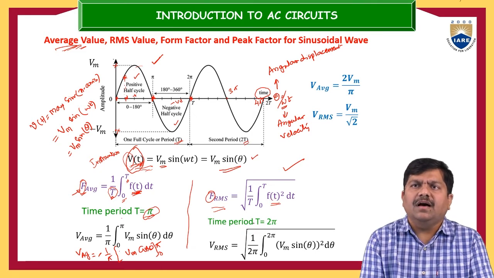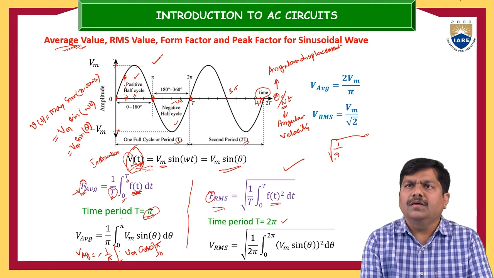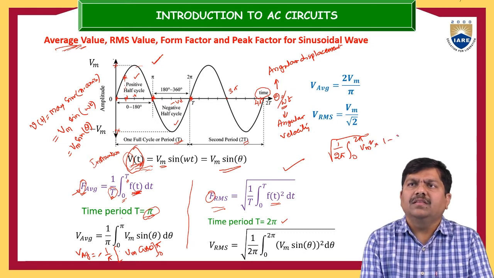Already we know the value for v(t) or f(t). In this case, the time period T is equal to 2 pi. So V_RMS is equal to the square root of 1 by 2 pi integration from 0 to 2 pi of V max into sin theta whole square into d theta. So here we have to calculate the square root of 1 by 2 pi integration over 0 to 2 pi of V maximum square into sin square theta, which you have to write as (1 minus cos 2 theta) into d theta.